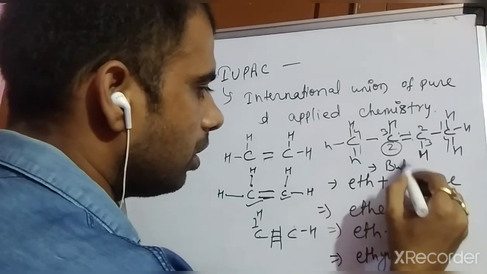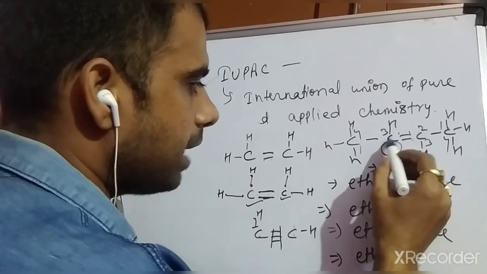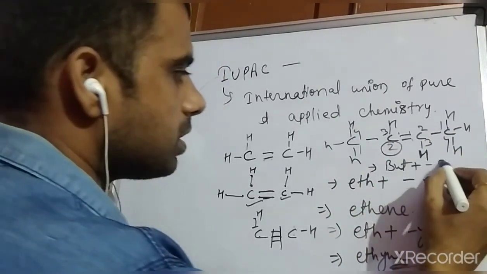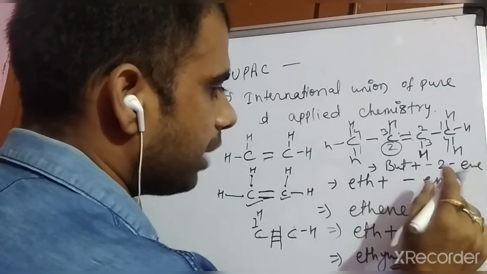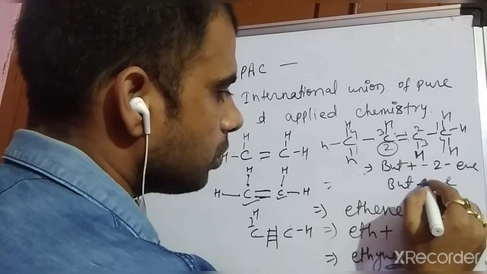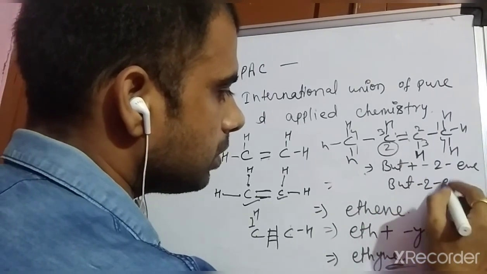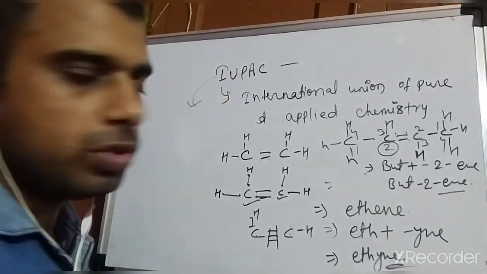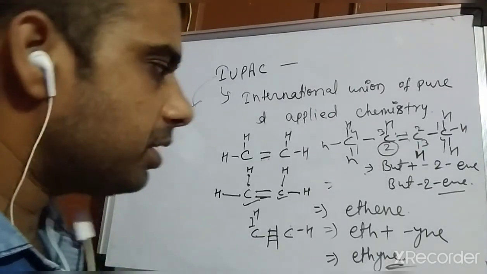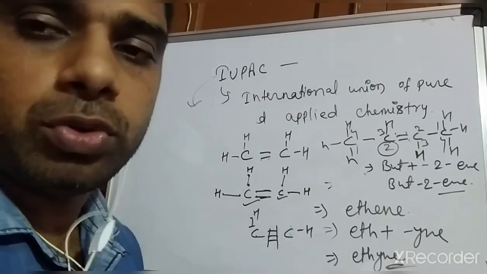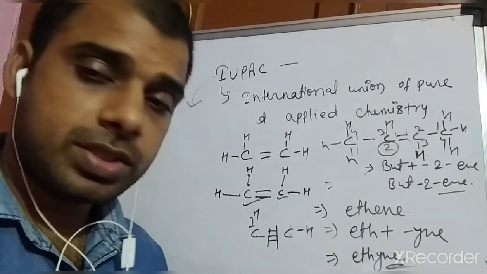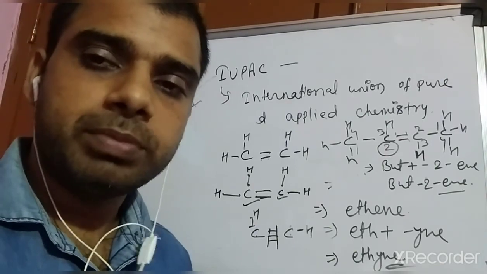So 4 is "but". But plus, at which position is the double bond? Second position. So 2-ene, and together what will you write? But-2-ene. Okay, this one is the answer, or 2-butene you can also write. So you have to write the position in these cases where the double bond is at a different position.